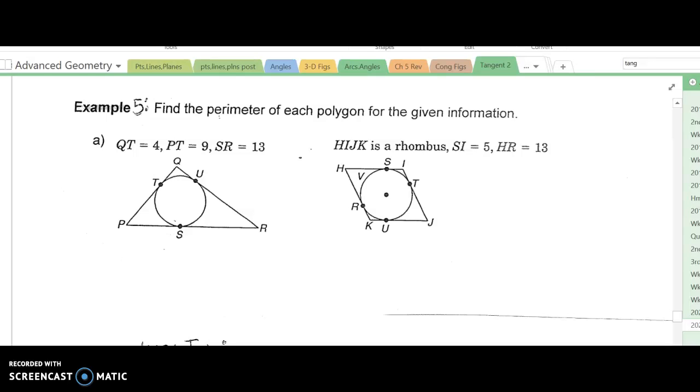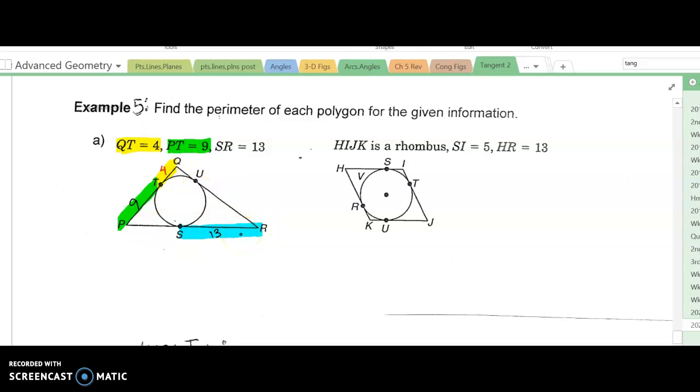Alright, so in this last example, we are going to find the perimeter of each polygon for the given information. So let's fill in what we have. We have QT is 4 and PT is 9 and SR is 13. So what we want to do here is find the perimeter, the distance all the way around this triangle.